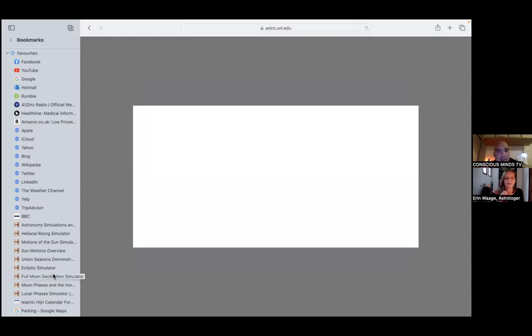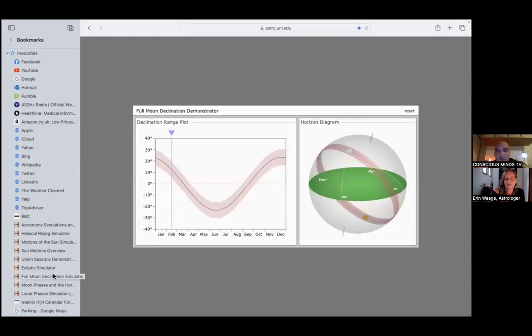This is more in relation to the moon. This diagram here shows you basically the height of the moon at different times of the year. So, sorry, this is a full moon diagram.